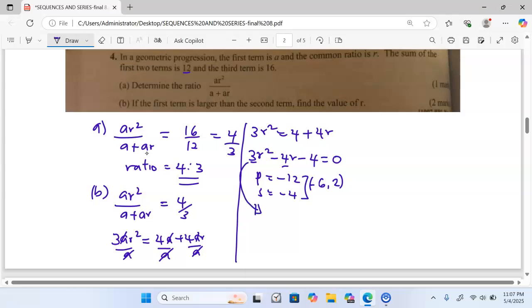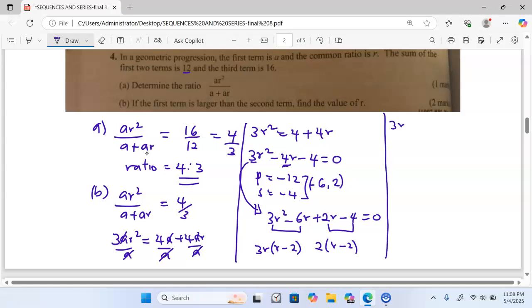Once we have the numbers, we can rewrite the equation. We maintain the quadratic term, which is 3r squared. We split the linear term using the numbers. We are going to have -6r plus 2r minus 4 being equal to 0. From here we can factorize them in pairs. We are going to have 3r into r minus 2, then of course we shall be having 2 here. This gives us 3r plus 2 into r minus 2 being equal to 0.